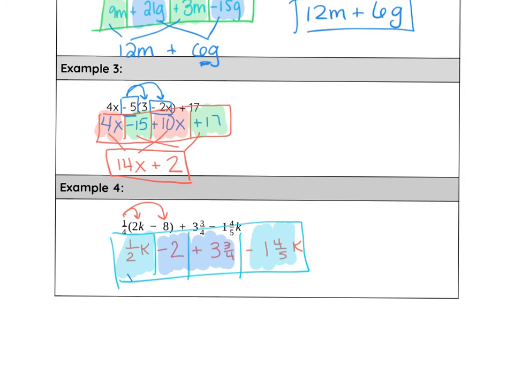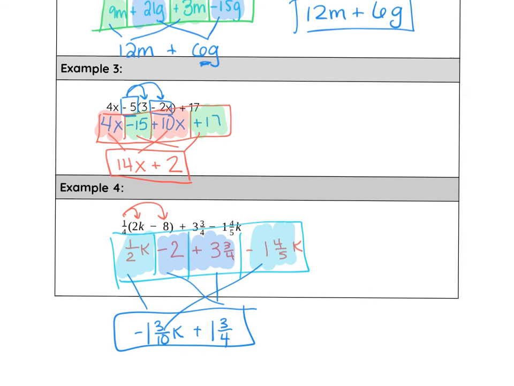All right, so we're going to add 1/2 k plus negative 1 4/5 k. That gives us negative 1 3/10 k. And then negative 2 plus 3 3/4 gives us plus a positive 1 3/4. And that is our final answer.